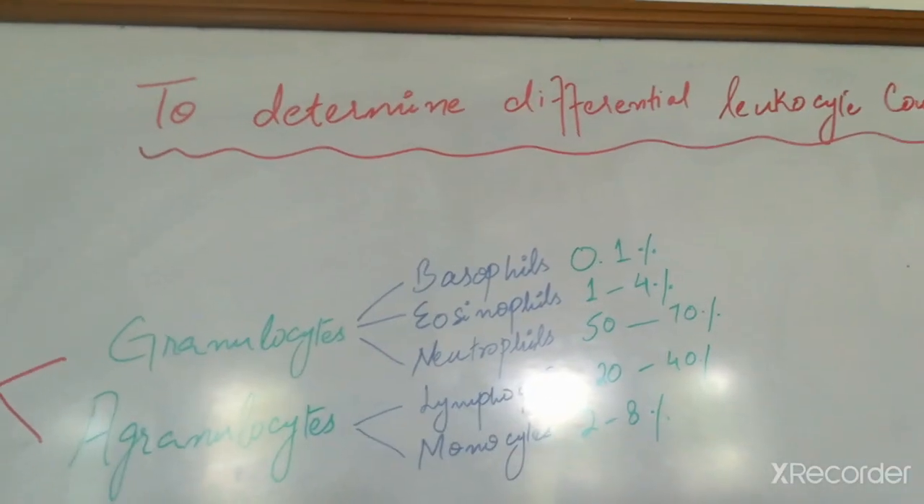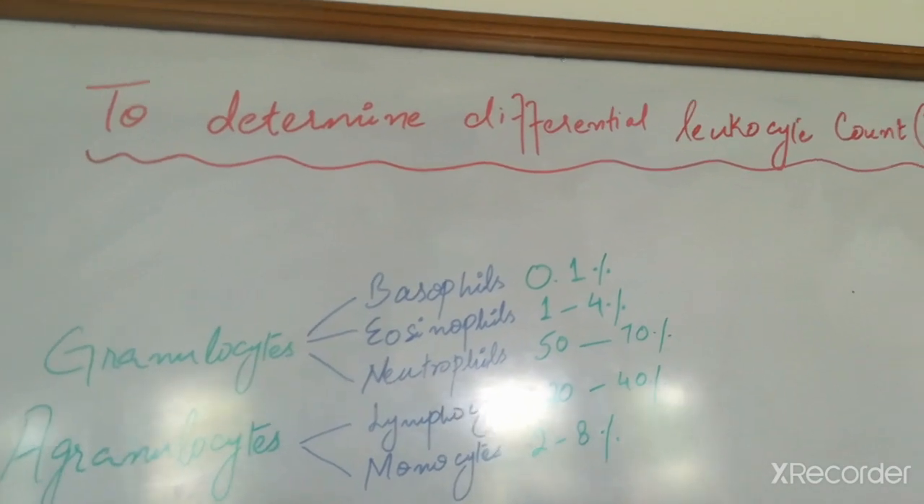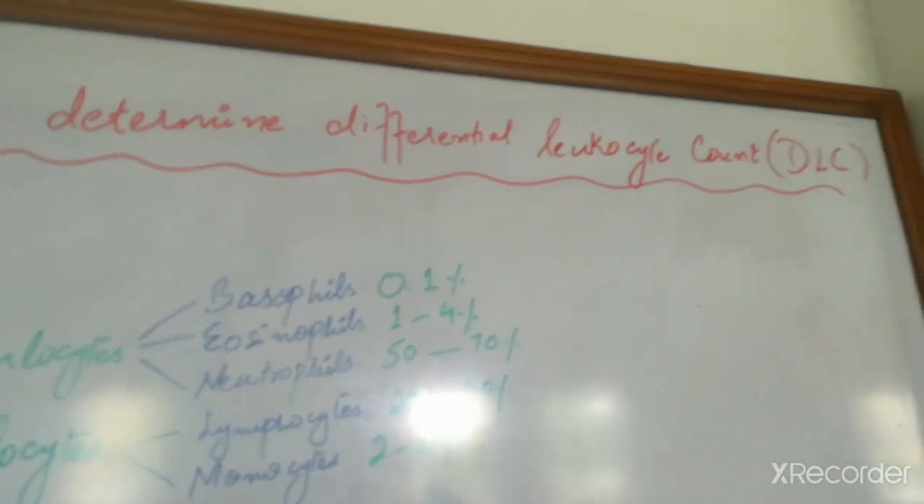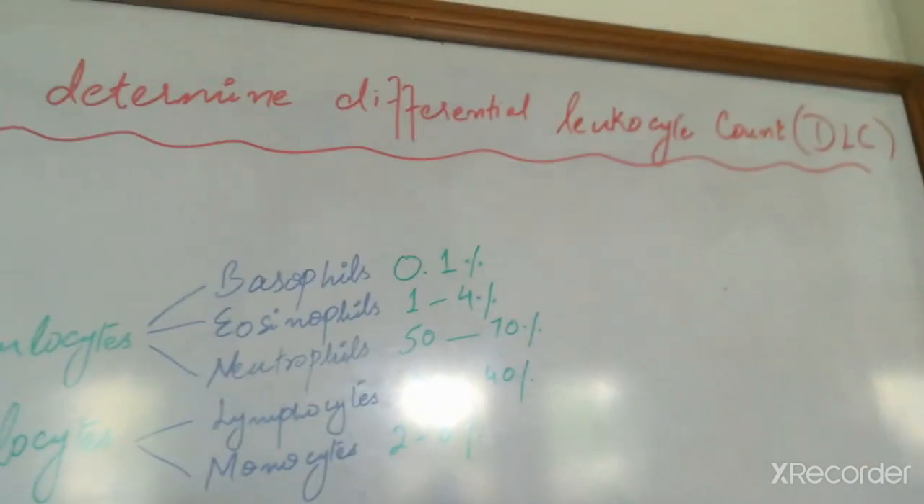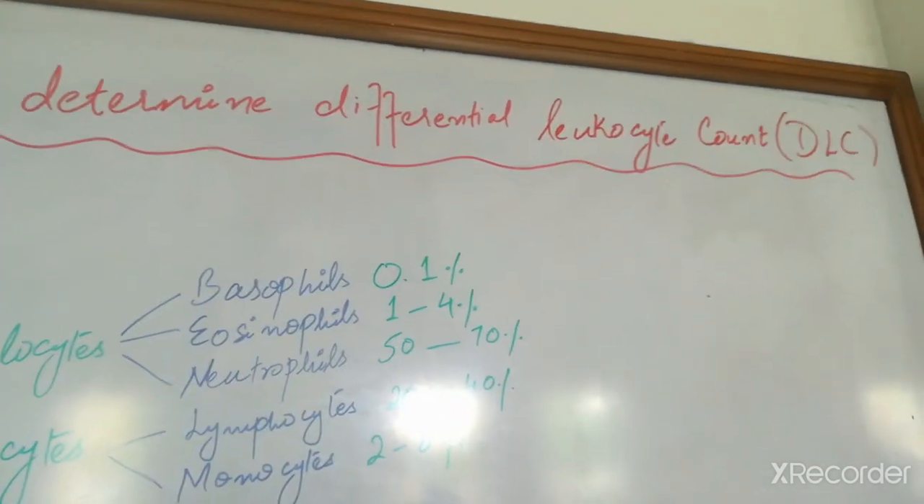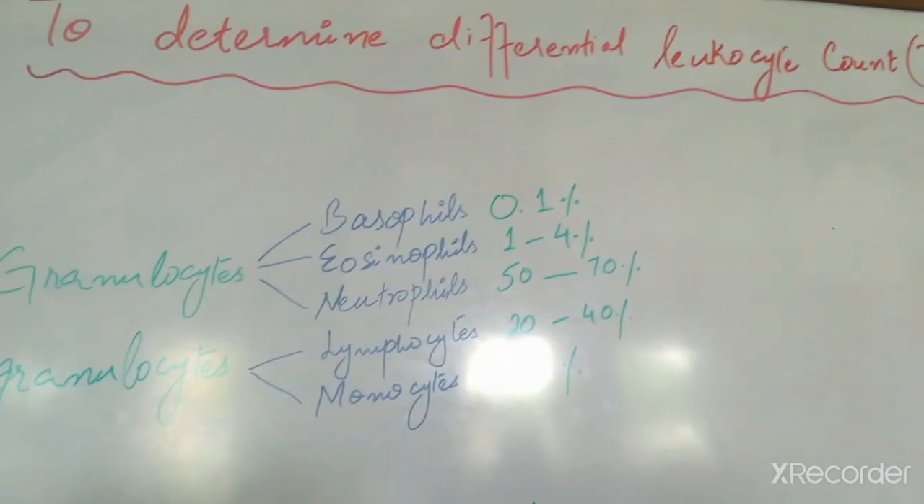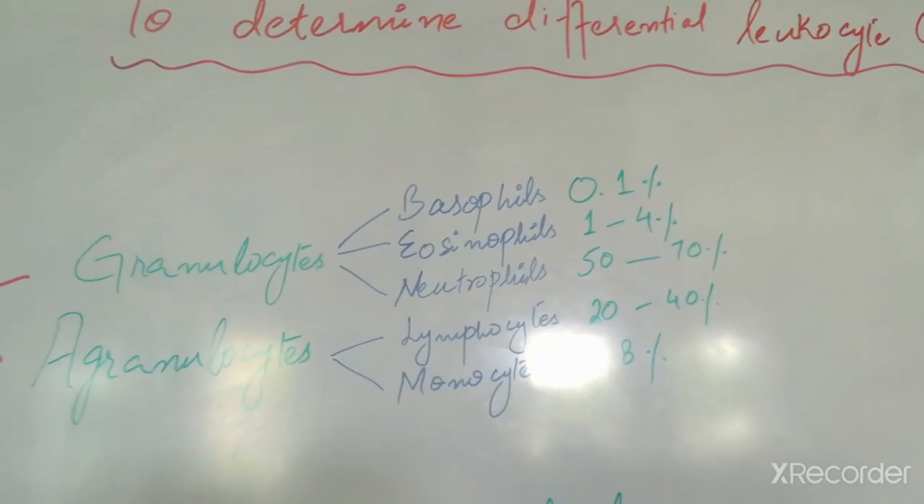I'm Dr. Fariha Salim, and today we are going to study about determination of differential leukocyte count, that is DLC. Okay, so what is DLC? Differential leukocyte count basically means to determine the different percentage of different types of WBCs.